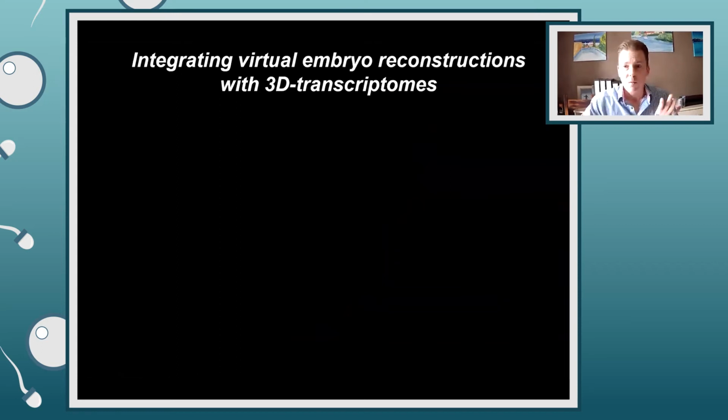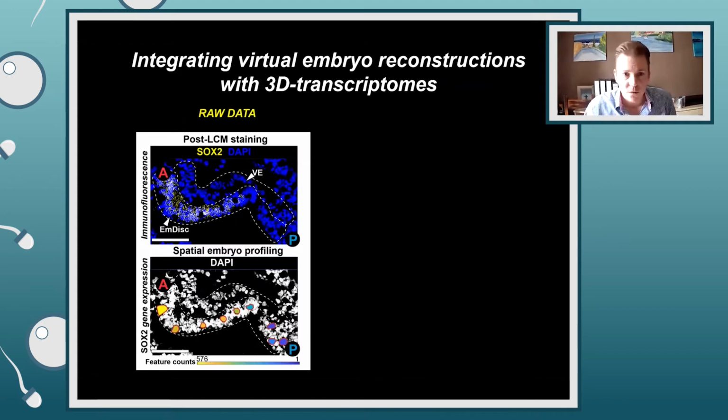Now, what we then wanted to do is to integrate these reconstructions with 3D transcriptomics. And very briefly take you through that. So this is what the raw data looks like. This is the cross section. The signal here is SOX2, which is a pluripotency, anterior neural marker. And what you can see here are the laser microdissected samples, which are about 1 to 3 cells, is the sort of resolution we are working with here.